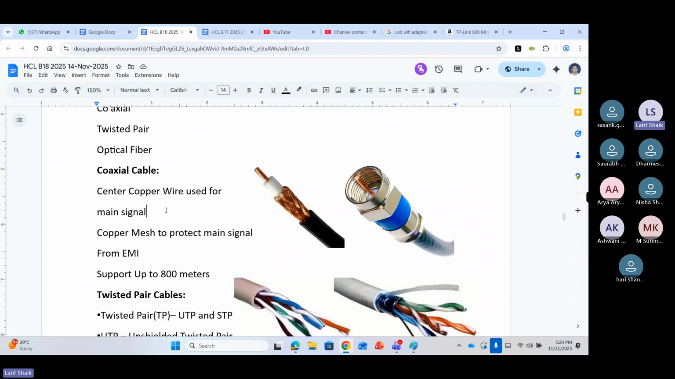These coaxial cables, we know, are used for cable TV purposes. In small towns, villages, and cities, people use these cables for connecting to the cable TV network. At that time we did not have many satellite TVs. Now we are using cable TVs, and we can access a lot of channels.